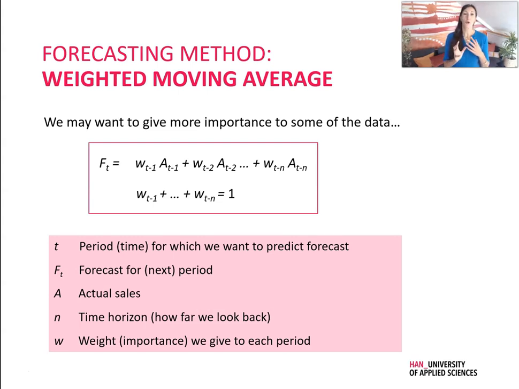With this method, we are considering that perhaps some of the data points in the past might have a different relevance, different importance than others. And this is what this method will do for us. So you can see that in this formula, we use the same concepts as in the simple moving average, but we are adding the weight or the importance that we give to each of the past periods of data. Let's see in practice what it means, so we make it less abstract.